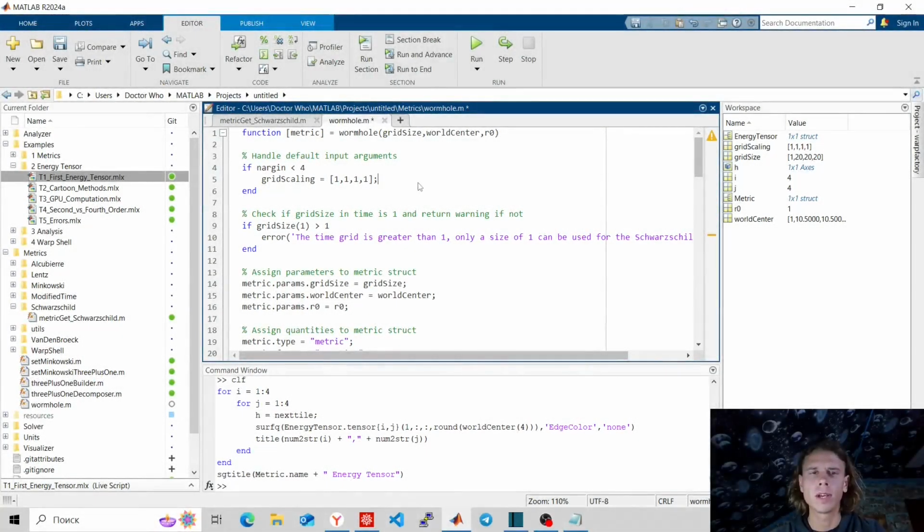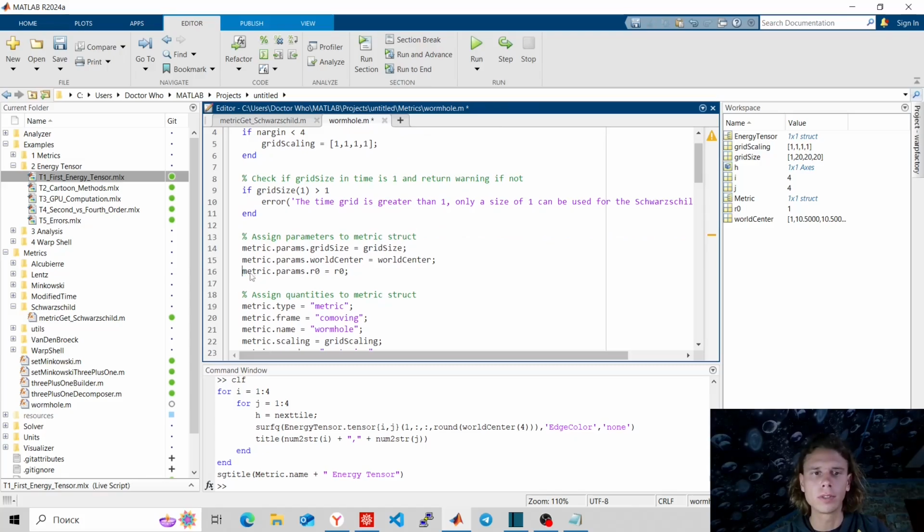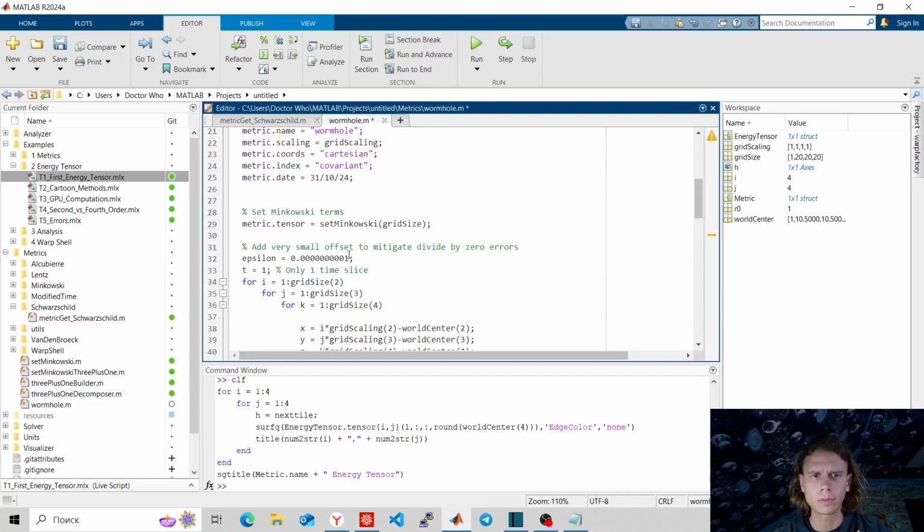And so this is my wormhole metric. You see, I changed the name of this function. Now it's called wormhole. It takes grid size, world center, and R0, and R0 is the wormhole throat radius, which is the minimum radius of the wormhole. And then I specify metric parameters, R0. Everything else is the same as in the Schwarzschild example.